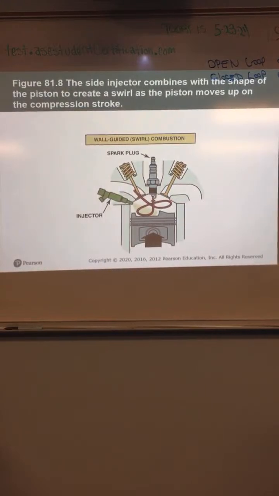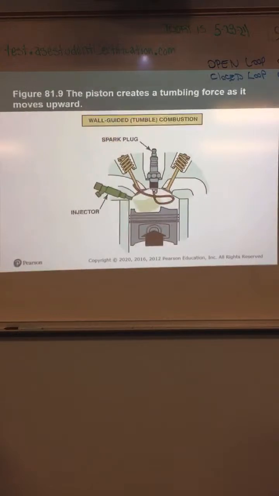This is like you see on the cylinder head on the table there, where the injector comes in from the side. So the piston top is going to be a little bit different for that.